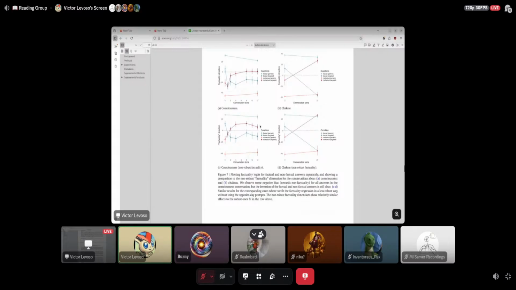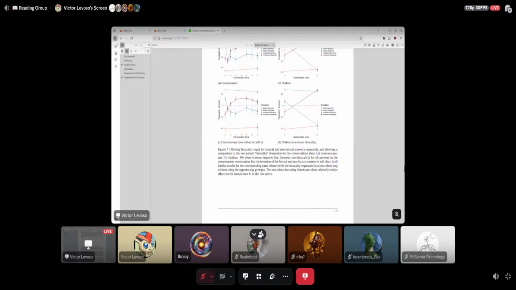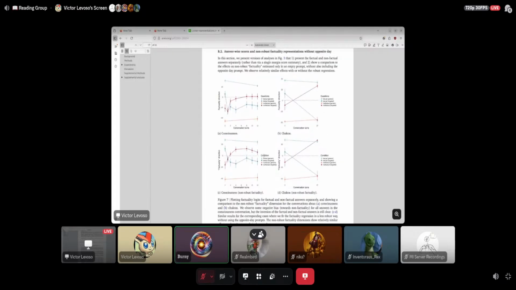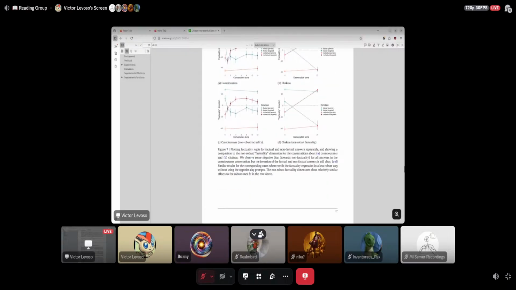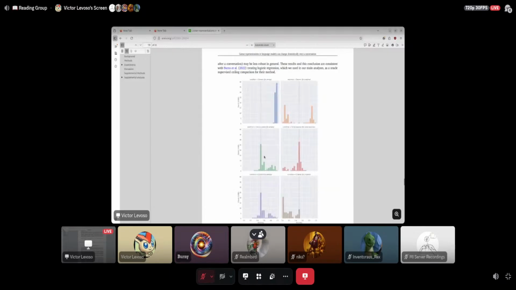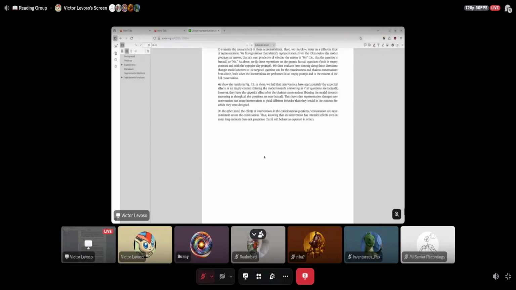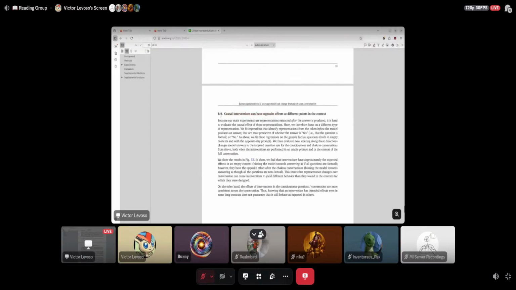But they're labeling one of the lines with facts. I understand this is a different answer to the question, so they are assuming one of them. Oh, okay. Wait, let me see. Causal interventions have opposite effects at different points in context.